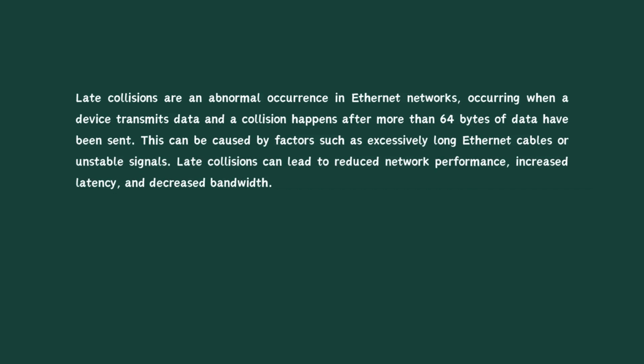Late collisions are an abnormal occurrence in Ethernet networks, occurring when a device transmits data and a collision happens after more than 64 bytes of data have been sent. This can be caused by factors such as excessively long Ethernet cables or unstable signals. Late collisions can lead to reduced network performance, increased latency, and decreased bandwidth.